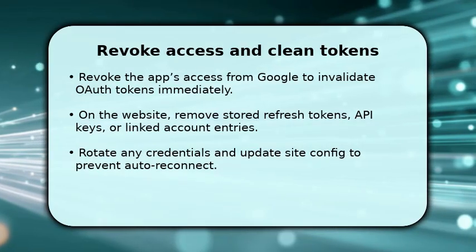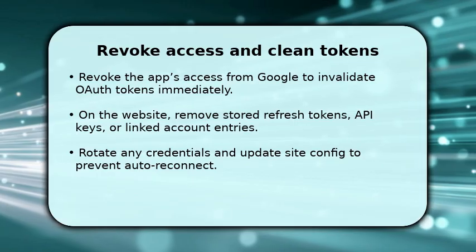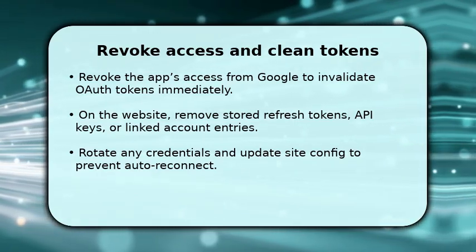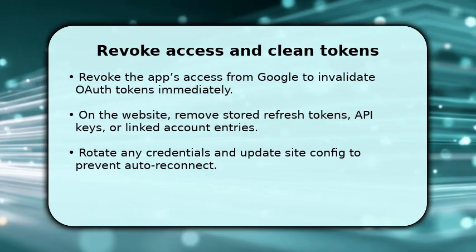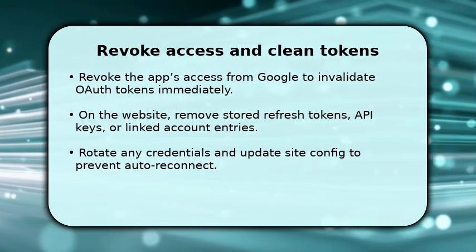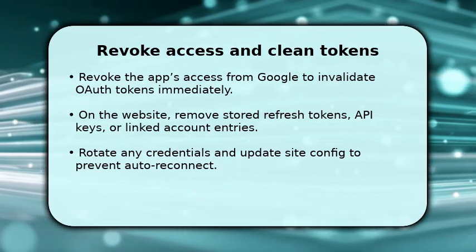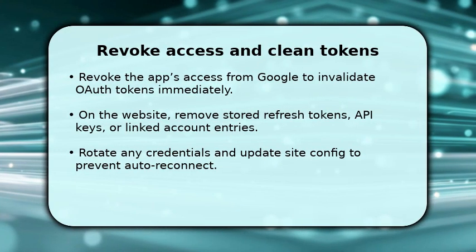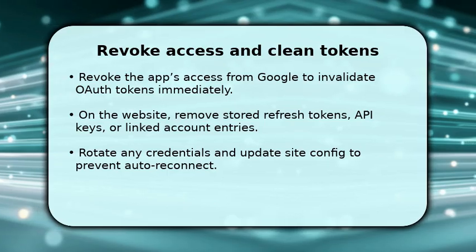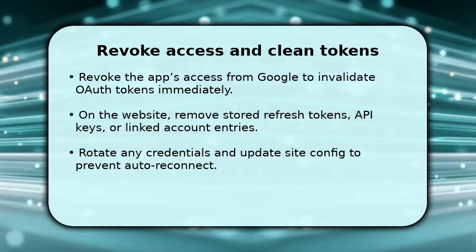After revoking access in Google, go to the website's account integrations or developer settings. You need to delete stored refresh tokens and any saved API keys. Otherwise, the site might still access your data. If the site supports disconnect, use that function and then double-check the database or config files for lingering credentials. Once done, rotate secrets used elsewhere and update any webhook settings. Make sure to log out and clear session cookies so tokens can't be reused.